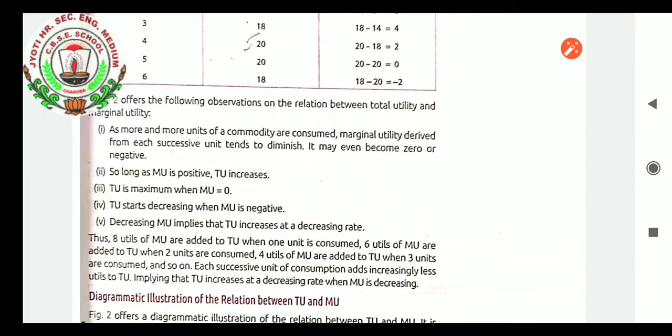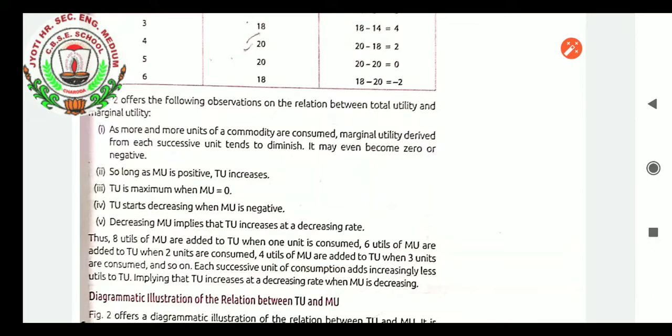When it becomes zero, at that line the TU is the maximum. Till the time MU is positive, TU will increase. When MU becomes negative, at that time we can see TU start declining. So that is the relationship you have to write when it is asked what is the relationship between TU and MU. You can write this data, and after that you can explain why it is happening. I hope you have understood, students.